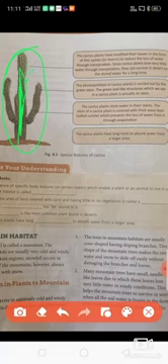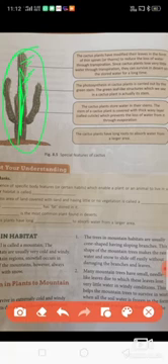And why are these spines present? These are the modified leaves. Why are the leaves of the cactus modified into spines? To reduce the loss of water. So we can ask the question, why are the spines present in the cactus? The spines are present because they are the modified leaves, and the leaves are modified into spines just to reduce the loss of water from the cactus plant.